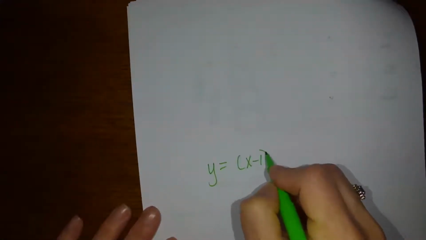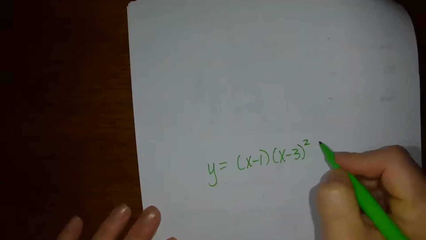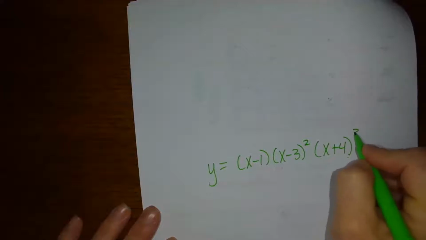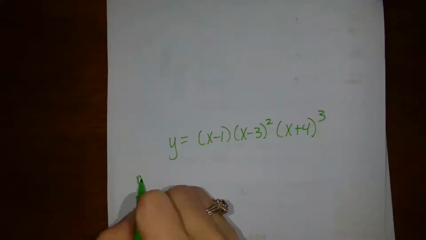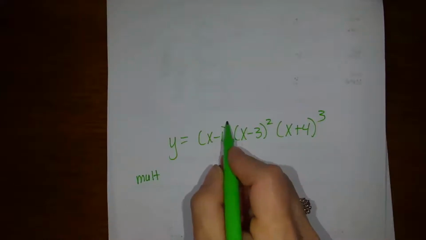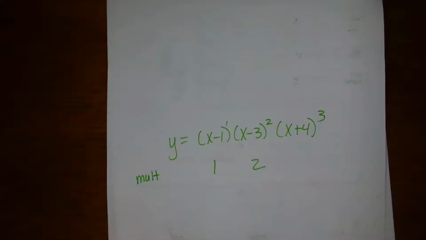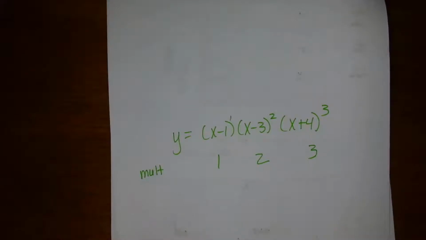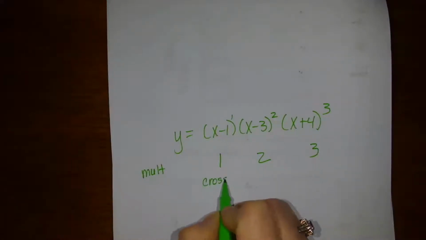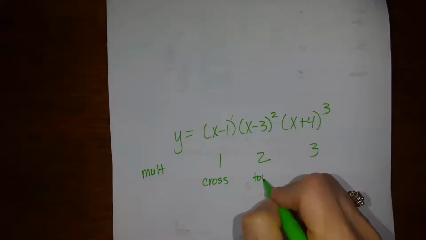All right, what's next? Multiplicity. What does multiplicity mean? First of all, I'm going to make up a crazy problem. What's the multiplicity of these? This is a 1, so it's got a multiplicity of 1. This is squared, so it has a multiplicity of 2. This is cubed, so it has a multiplicity of 3. Multiplicity is very important. If it's odd, that means it crosses the x-axis there. If it's even, that means it touches.